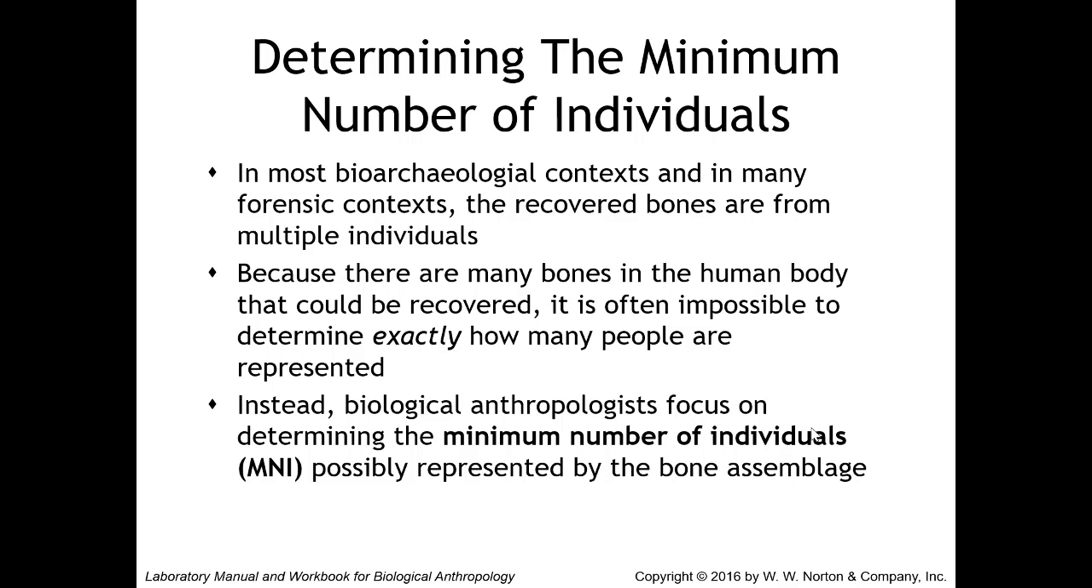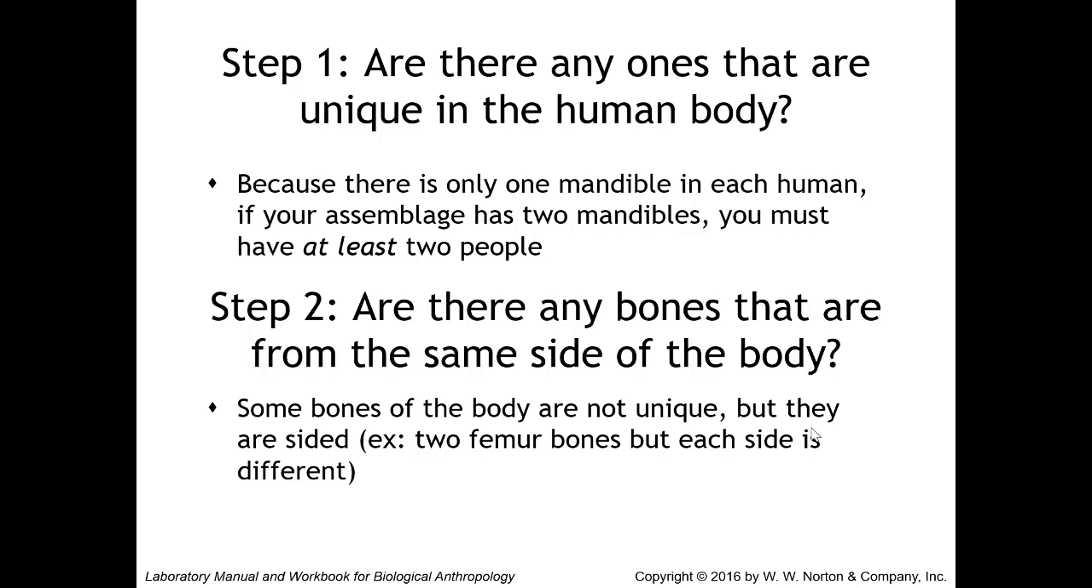So there are 3 steps to this process, right? How do we determine a minimum number of individuals? We do it with 3 simple steps. They're pretty easy. So the first step: are there any bones that are unique in the human body, right? Again, looking at bones that are uniquely human.